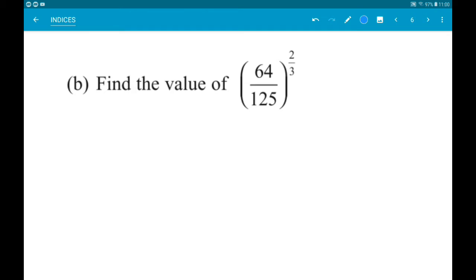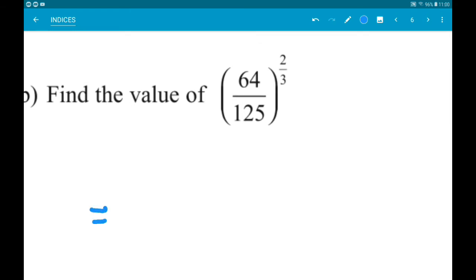Okay, next, fraction to a fractional power. Find the value of 64 over 125 to the power 2/3. So, setting a fraction to a power just means the top to the power and the bottom to the power. As with all fractional powers, we're going to take care of the bottom of the power first, so the 3. So, that means the cube root of 64 over 125. So, this is going to be 4 over 5, all squared. So then we just square the top and square the bottom, so we get 16/25.